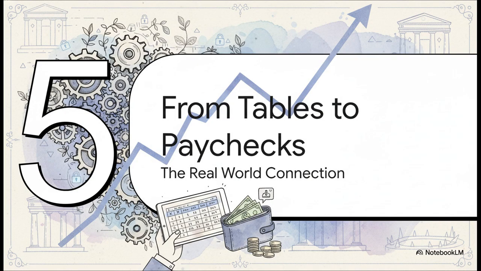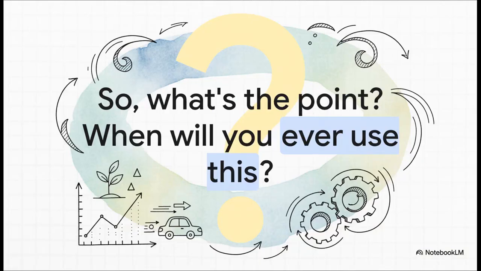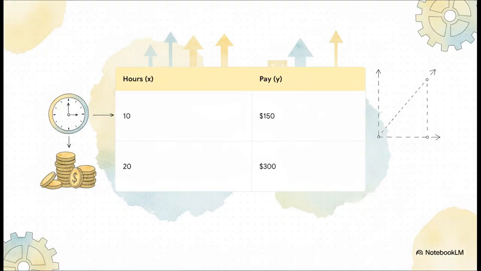Okay, we've solved the puzzles, and we've avoided the traps. Now let's see why this skill is actually useful outside of a math classroom. This is the classic question, right? When am I ever going to use this? Well, the truth is, you use this kind of thinking whenever you want to understand how one thing changes in relation to another. For example, let's talk about a paycheck.